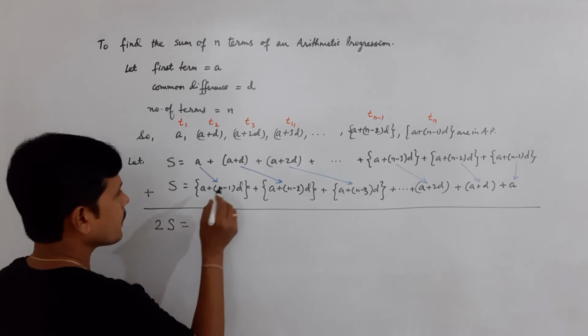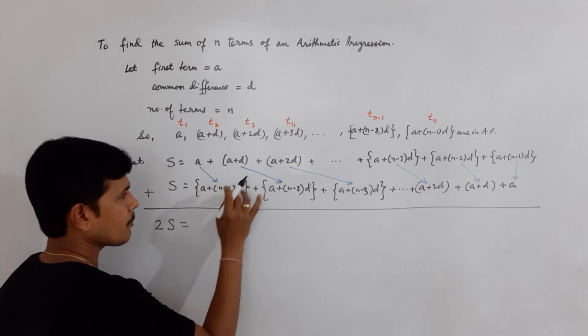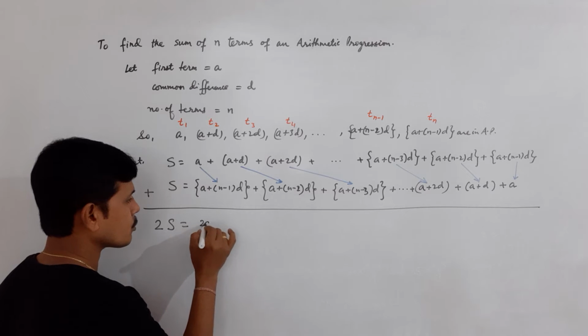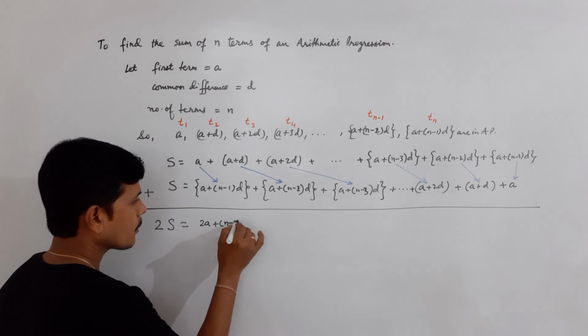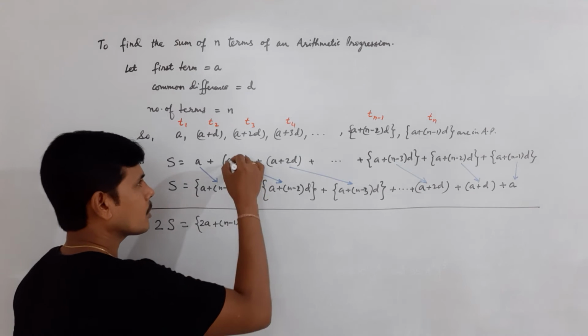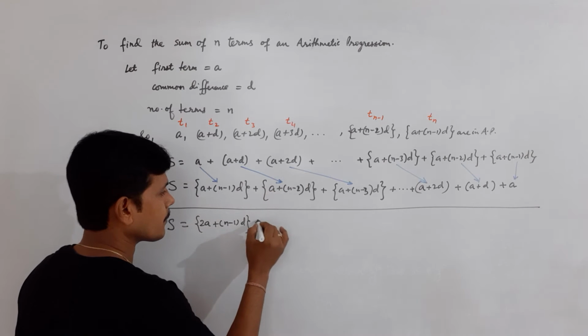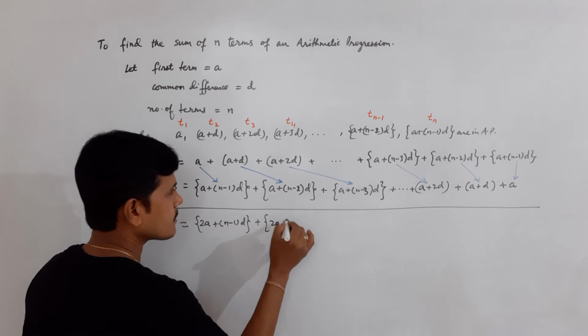Okay, so when I add A with this, what do I get? A plus A equal to twice A. Okay. Now look, when I'm adding A plus D to this term, what I'm getting? A plus A, twice A.